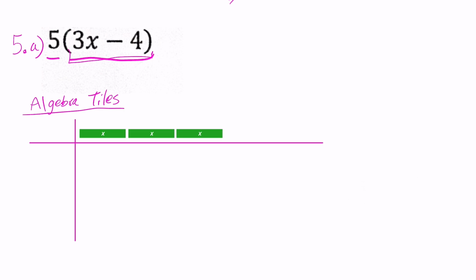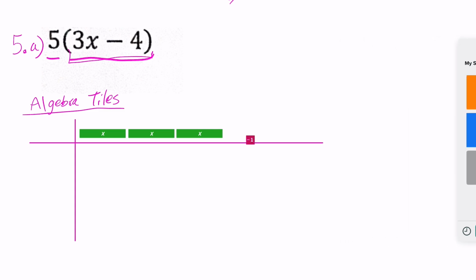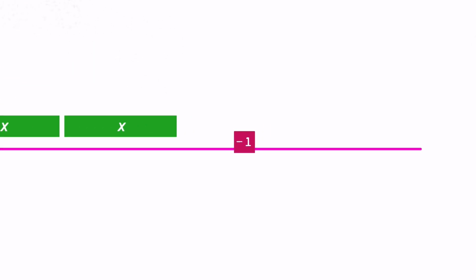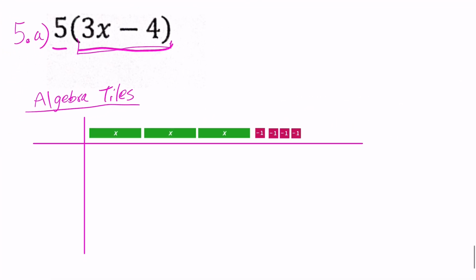Okay, so I have 3 x's right there. That's my length, and then I have a minus 4 as well. So I'm going to reach in here, grab 4 negative ones. So 1, 2, 3, 4. Let's place these correctly. So 1, 2, 3, and 4. Just as long as they're on the same line, that's good. So 3x minus 4, that is my length right there. So instead of a number, it's an expression now. That's the only difference, okay?